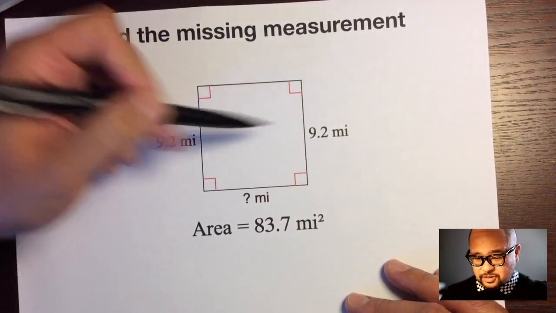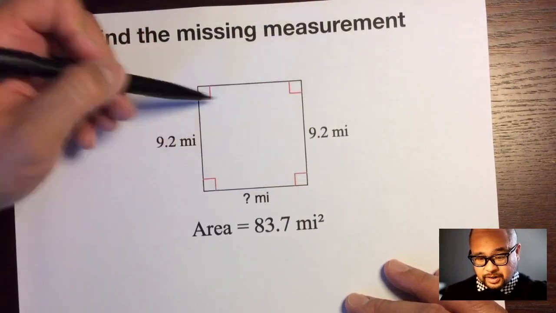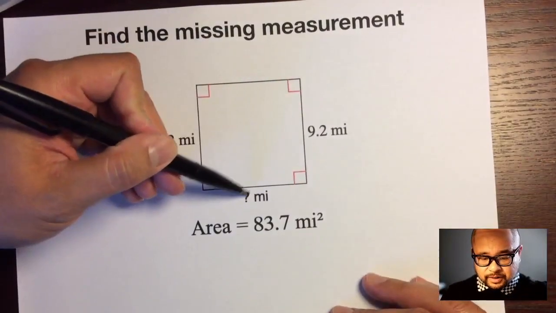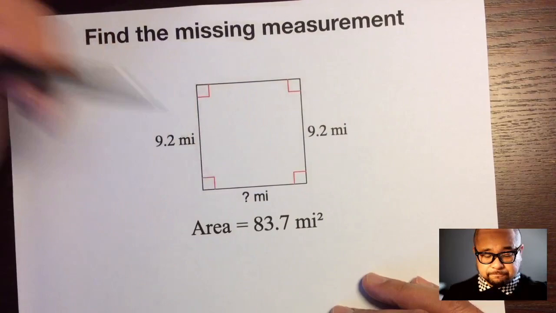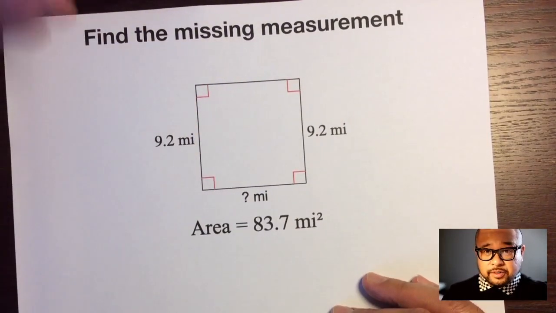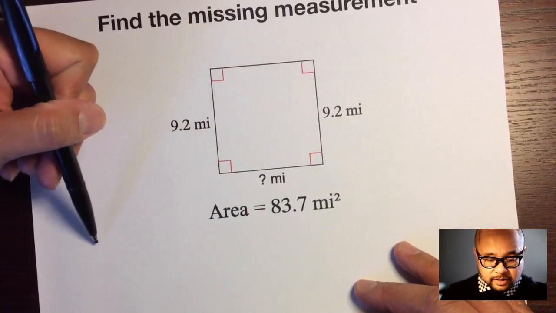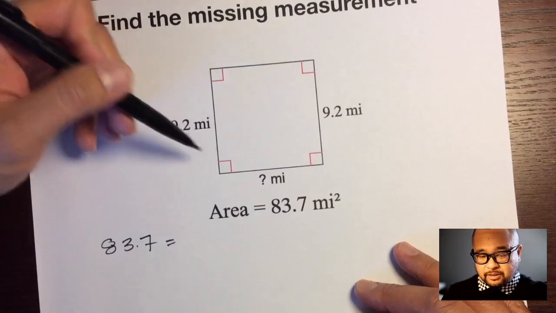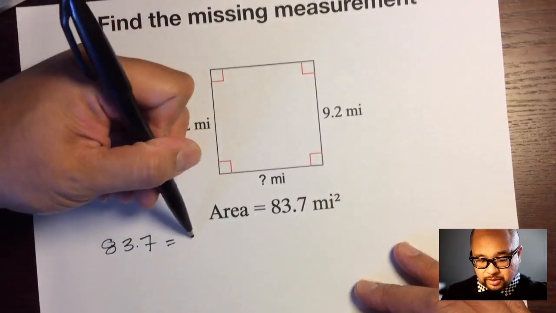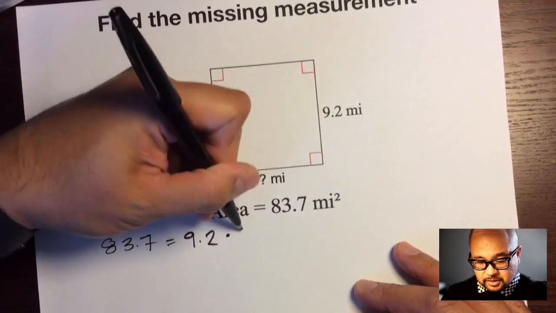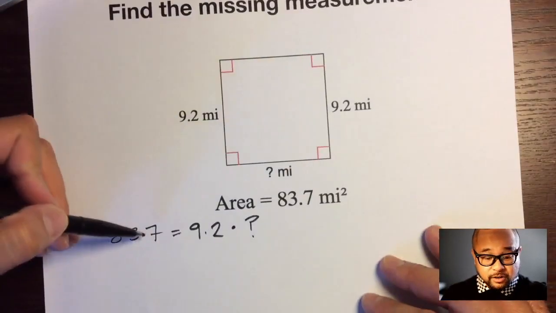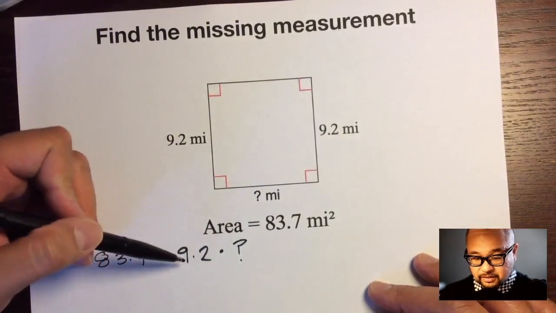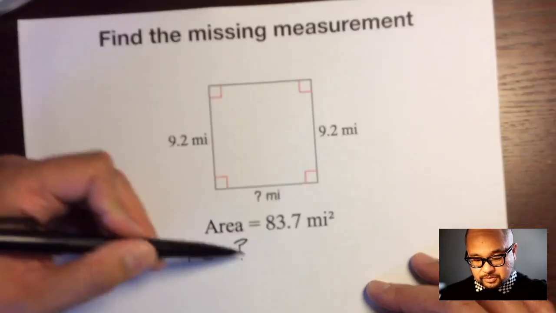It only says that these two sides are congruent, and it says that all four angles are 90 degrees, so that's enough to assume that this is a rectangle, and we want to figure out what the length of this is right here. So we're just going to plug that into the formula for area of a rectangle. So area is 83.7. Okay, and our length and width would be 9.2 times question mark.